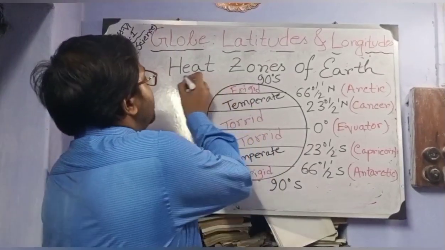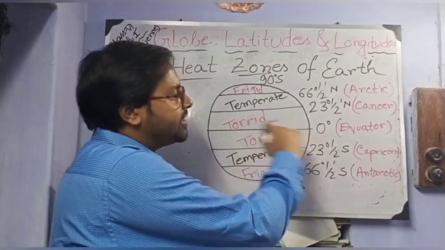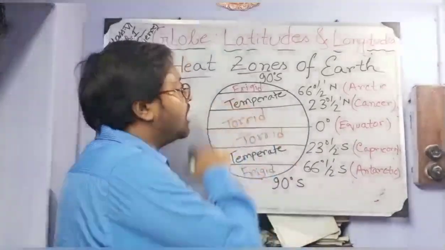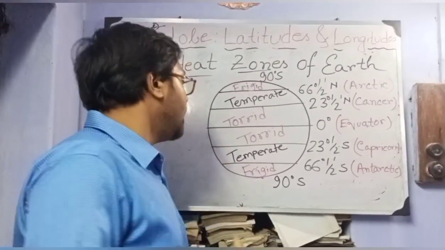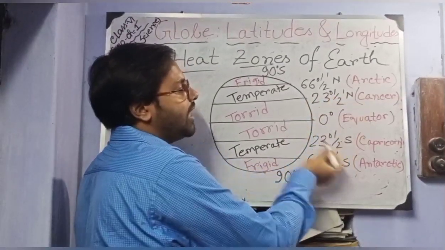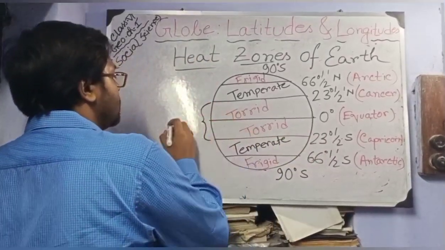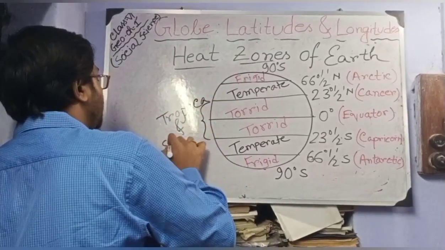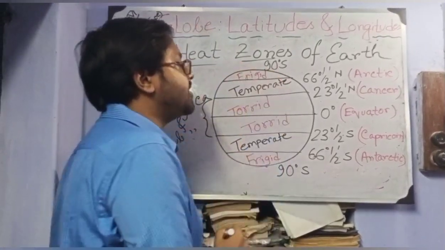Now we will discuss the heat zones of the earth. Based on the imaginary lines and latitudes, and based on the sun rays throughout the earth, different types of heat and weather are found. From 0 degree to 23 degree half minute north and south, this zone is known as the tropical and subtropical climatic zone. This is the temperate zone and this is the frigid zone.